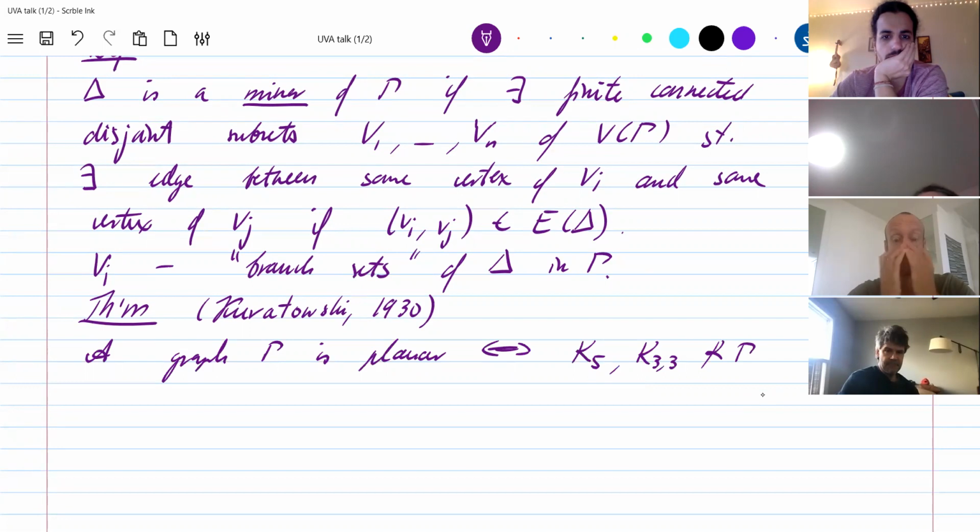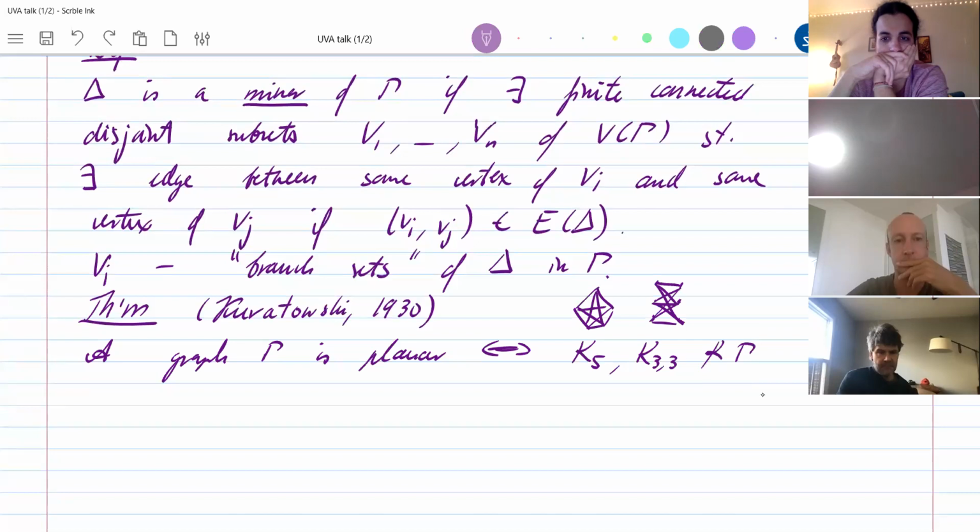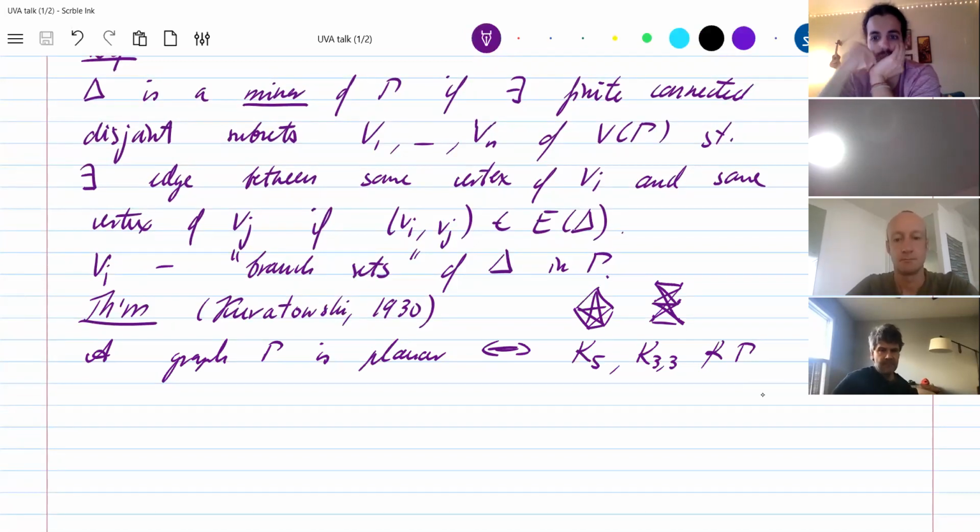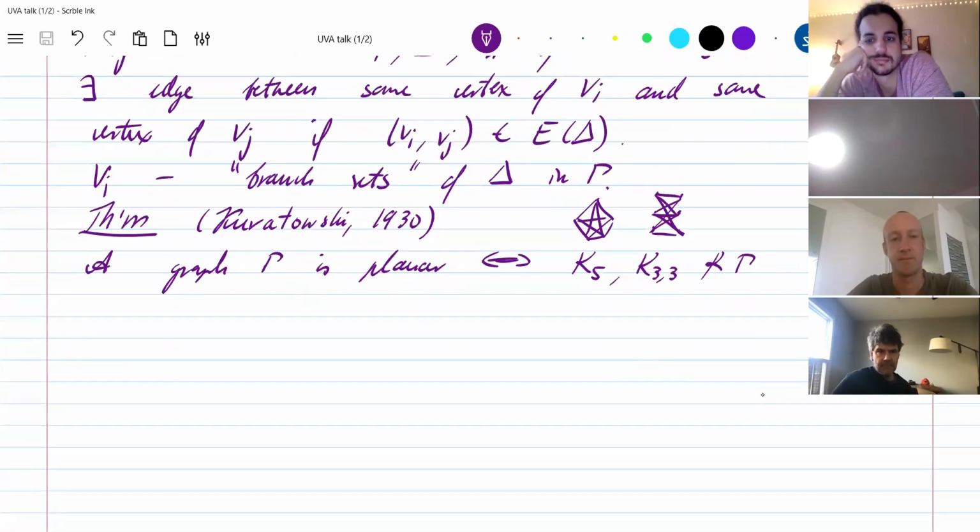Now, what are these graphs? This is the complete graph on 5 vertices, which is like so, and this is the complete bipartite graph on 3 and 3 vertices, which is this one. So these are clearly not planar graphs, i.e. we can't draw them in the plane in a way that none of the edges cross each other. And in fact, just not containing these as minors characterizes planar graphs.